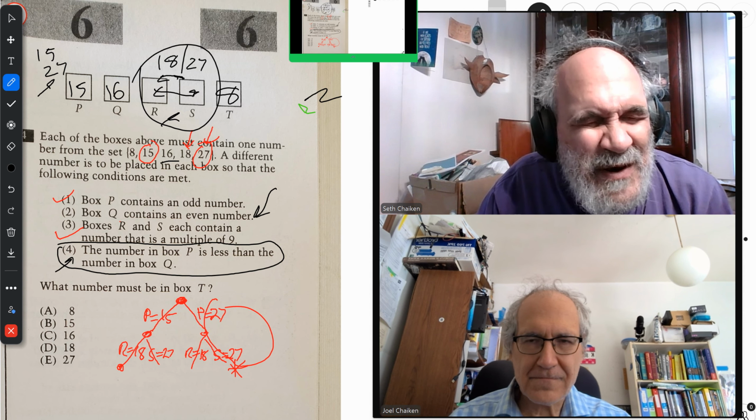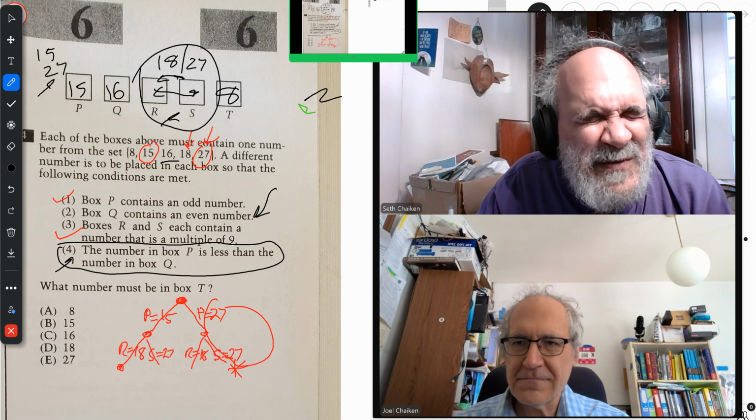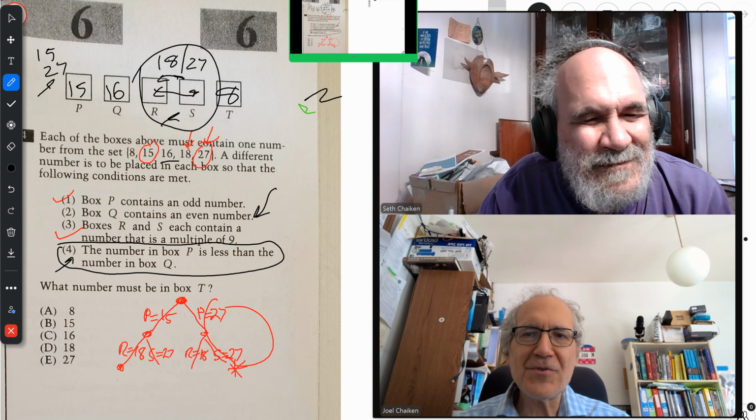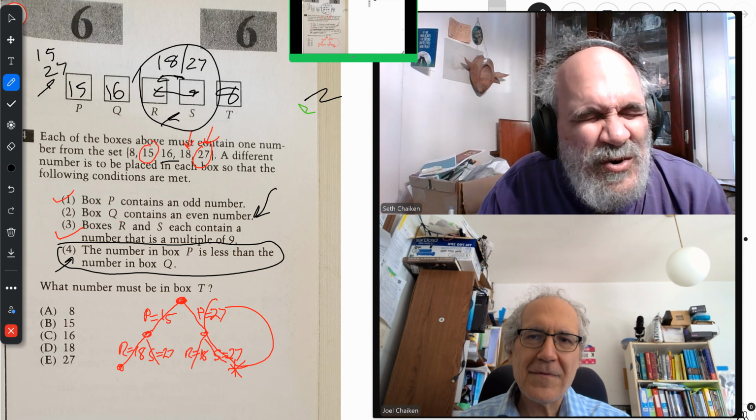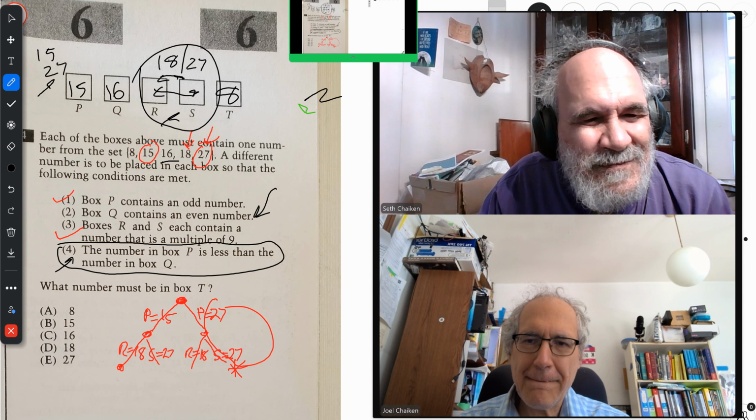So Q has to be greater than 15, and not 18 or 27. Wait, Q has to be greater than 15 just because of this constraint, constraint 4, yeah. Okay.